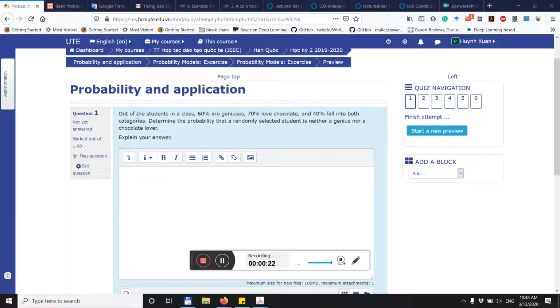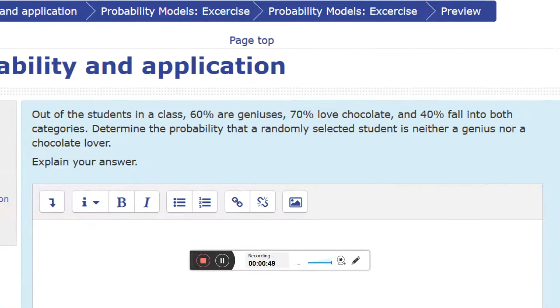In this class of students, 60% are genius, 70% love chocolates, and 40% fall into both categories. Determine the probability that a randomly selected student is neither a genius nor a chocolate lover. So let's formulate.